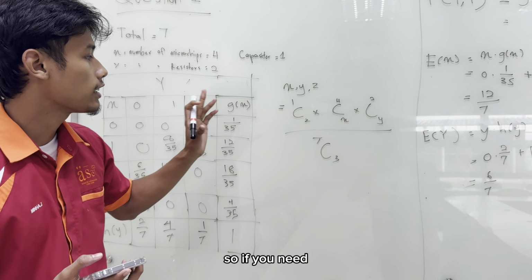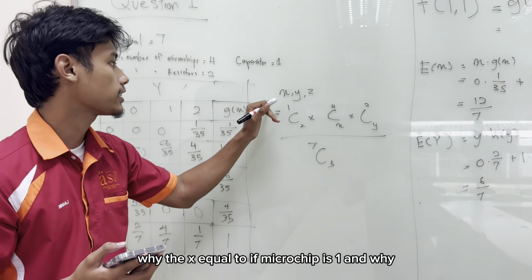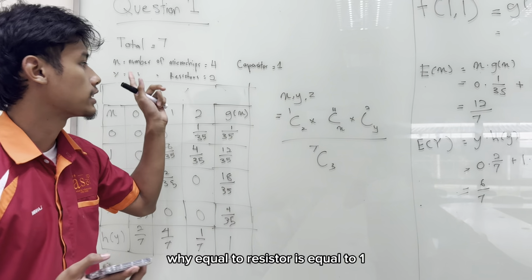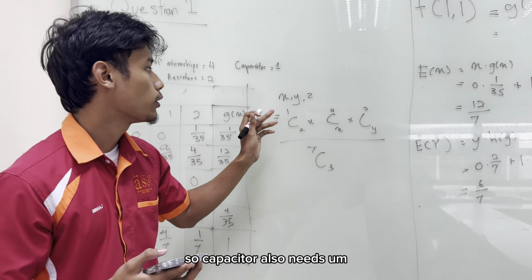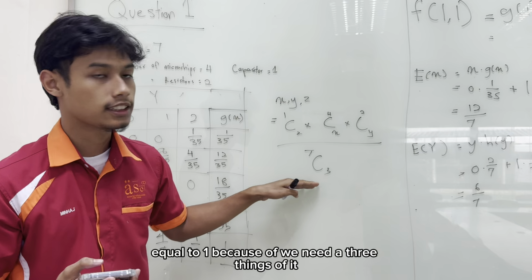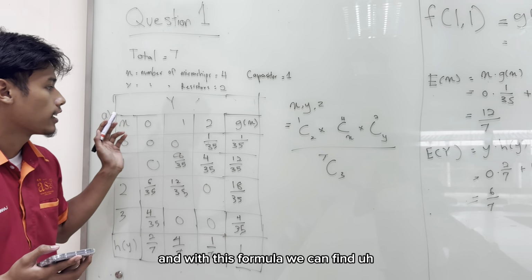So if we need to choose only 3 things, like if x, the microchip, is 1 and y, the resistor, is equal to 1, then the capacitor also needs to equal 1, because we need 3 things in total. So with this formula we can find the values in the table.